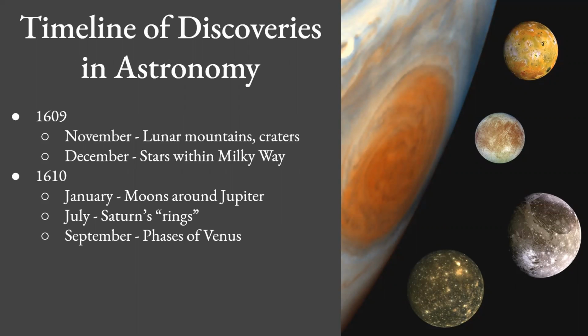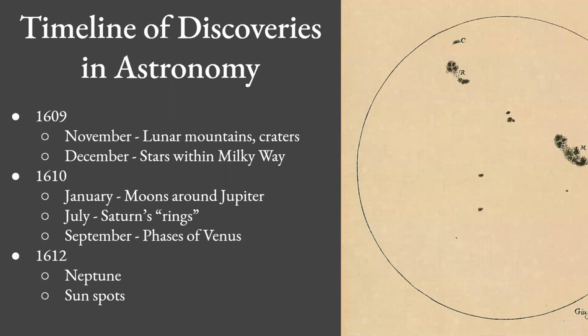We're going to talk about that in a moment, but I put that in quotes because he didn't actually realize they were rings at the time. And a few months after that, he's just seeing the phases of Venus. And a couple years later, he continues his work with an even better telescope. That's where he's really getting to that 30 times magnification. And he actually sees Neptune as well as sunspots. So these are his biggest things in astronomy. We're going to look at each of these in greater detail.